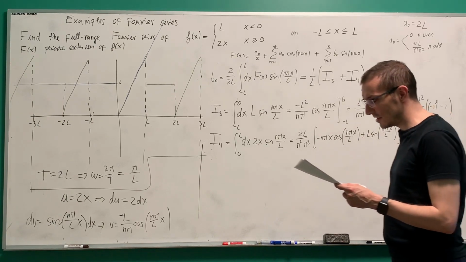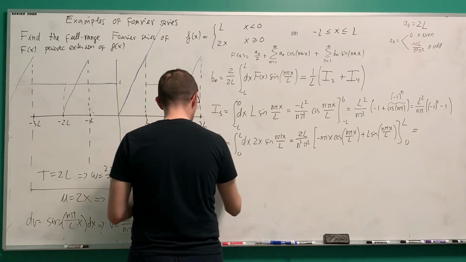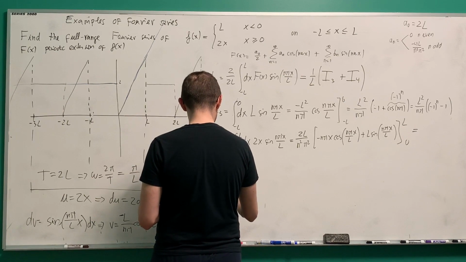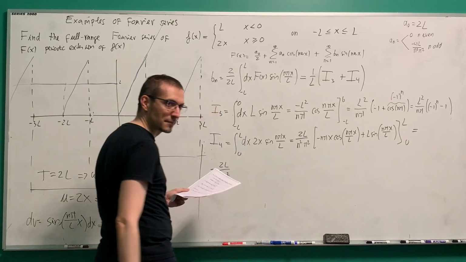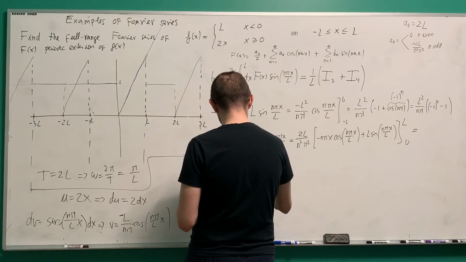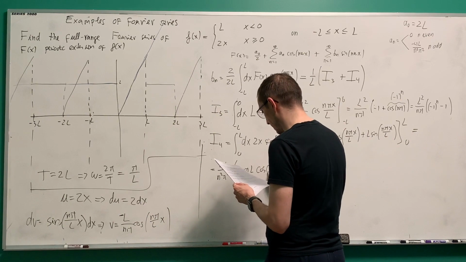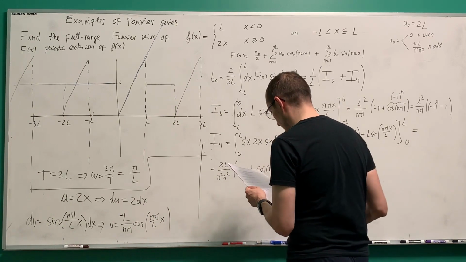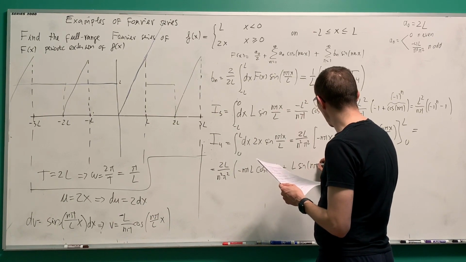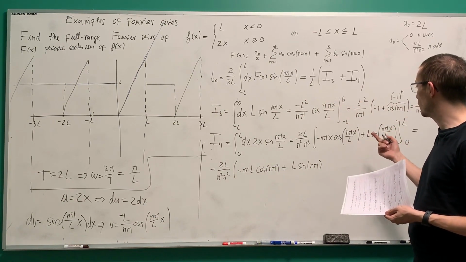Now if we do that evaluation, we get that I4 is equal to common factor here 2L divided by n squared pi squared. All right, and now that multiplies minus n pi L cosine of n pi plus L sine of n pi, where I already substituted that the sine of 0 is 0 and the cosine of 0 is 1.